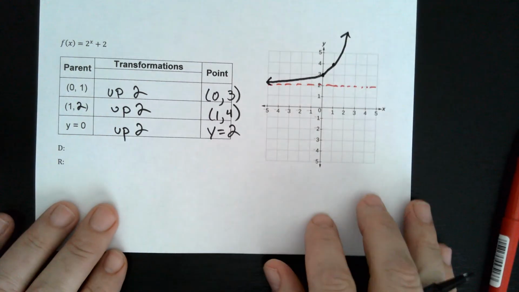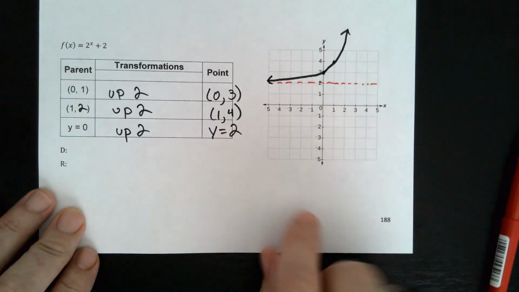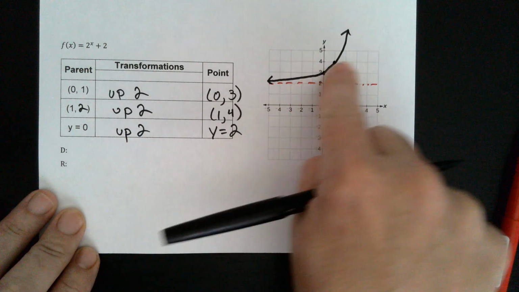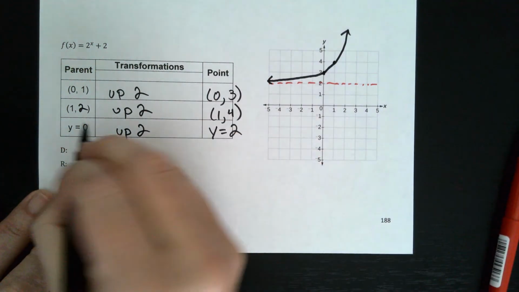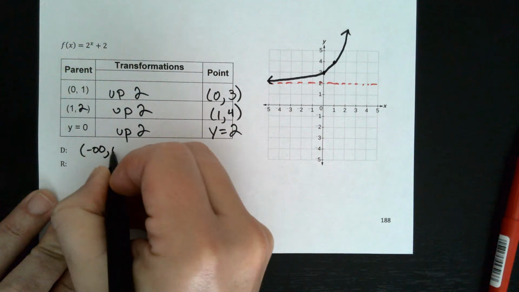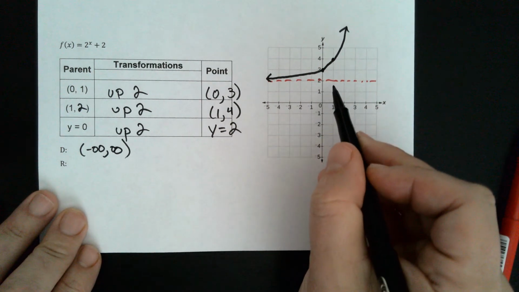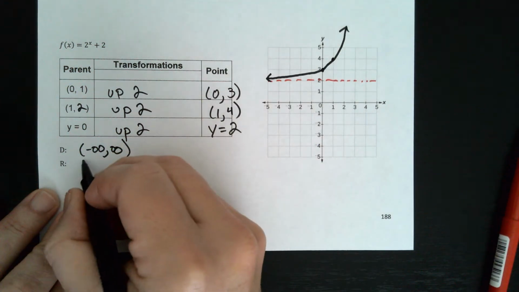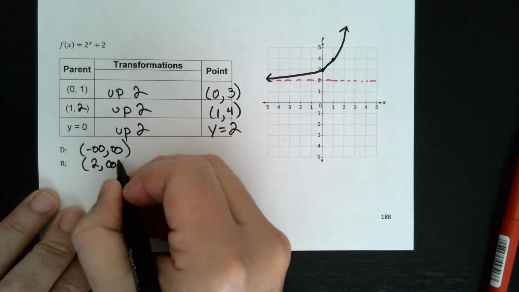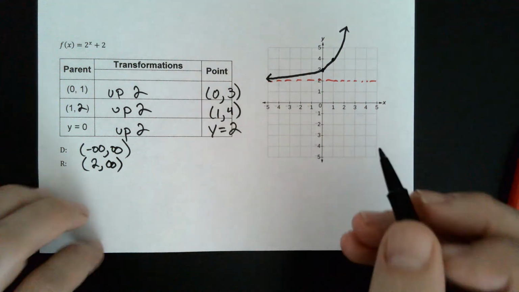Now we can talk about the domain and range. The domain, just like the last one, goes left forever and goes right forever. So the domain is from negative infinity to infinity. The range, however, starts from 2, our shifted up horizontal asymptote. So it starts from 2, not including, to infinity. And we have our new asymptote there.